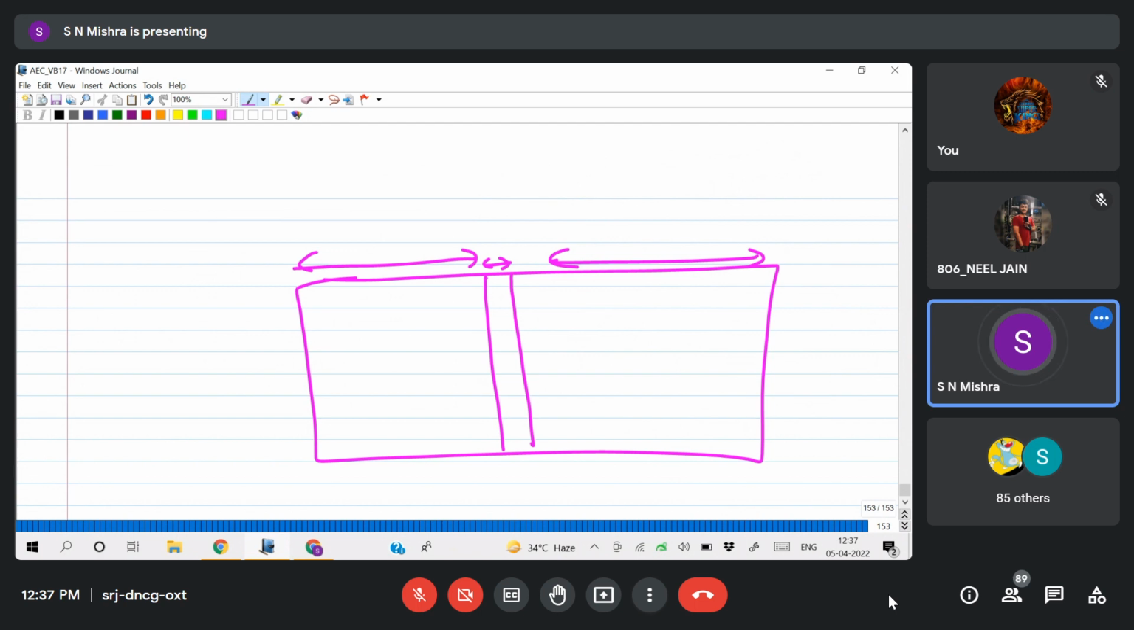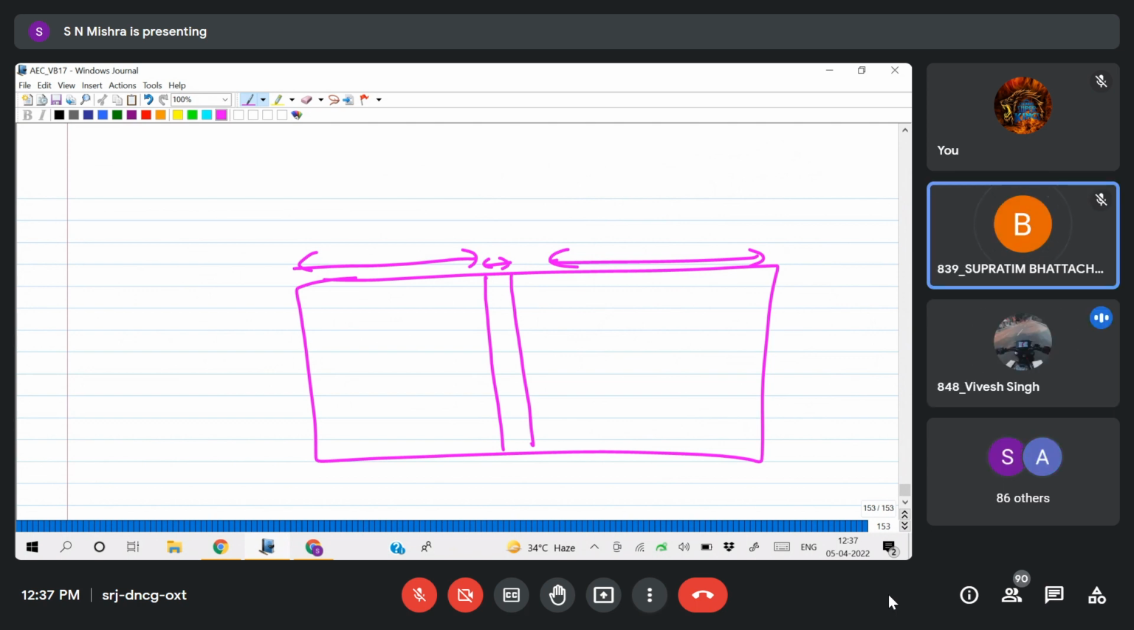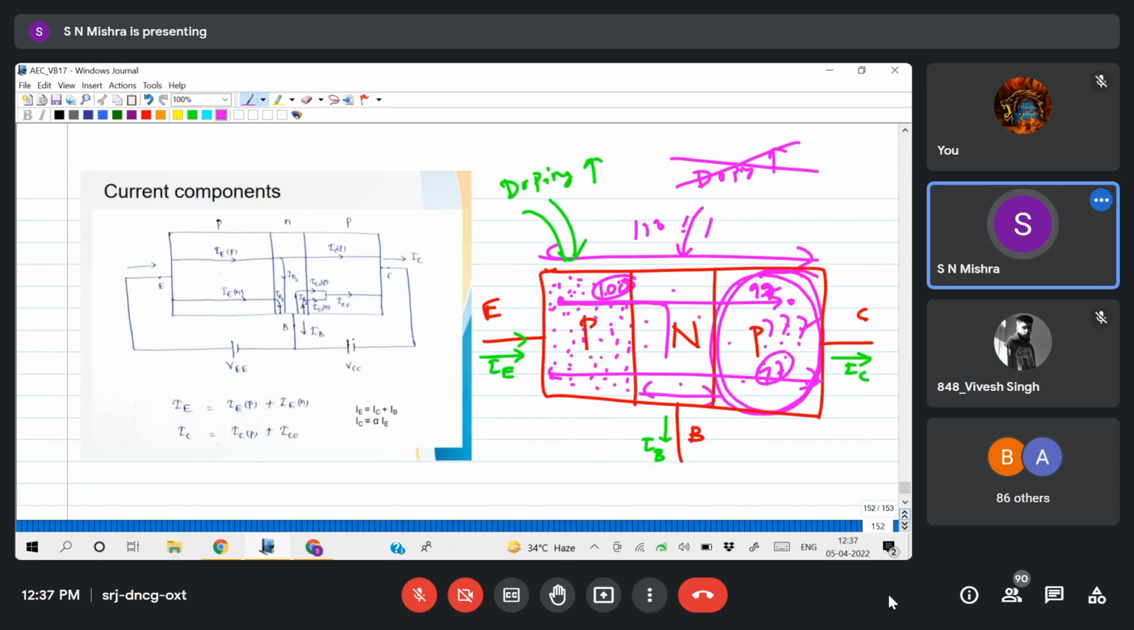So emitter width this much, collector width this much, base width this much. So now tell me whose width is very small, thin? The base. Base. And wider one? Collector. Collector and emitter, no. Compared to emitter, collector will be wider. Okay. Why I'll tell. So one by one I am explaining. First doping is complete. So base region is over.